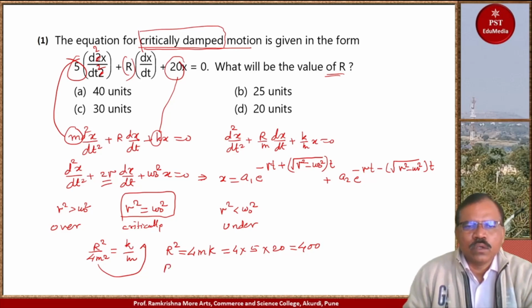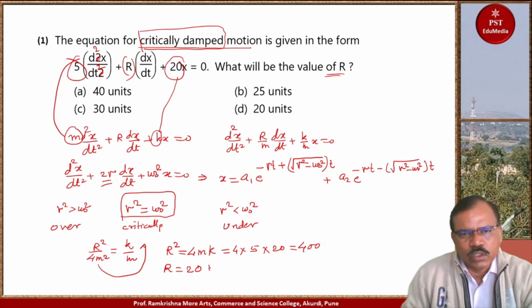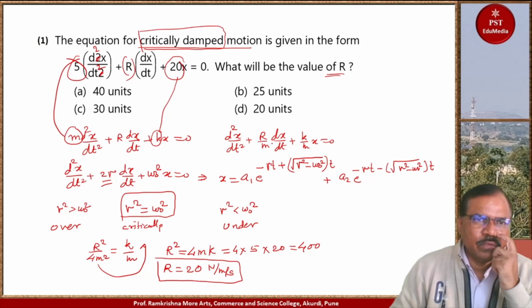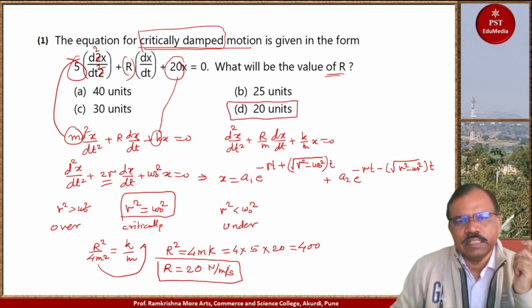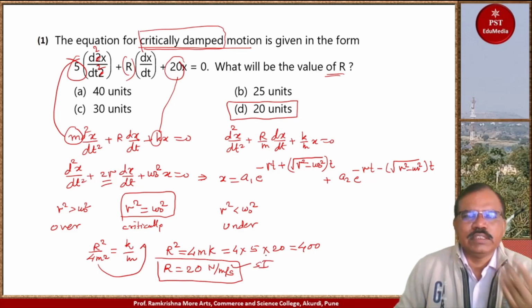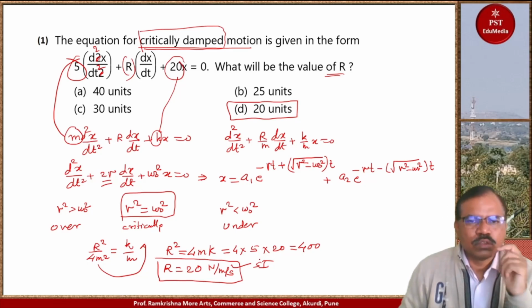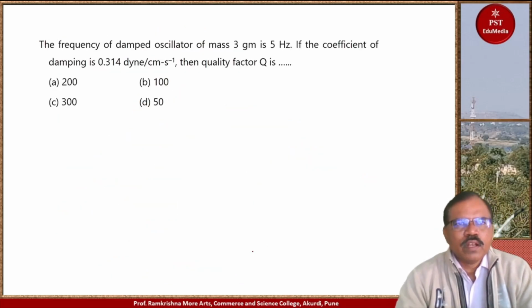So what is R? We get R is equal to the square root of that, 20, and we know its unit is Newton per meter per second. So you will get 20 in SI unit. If you have CGS unit, it is dyne per centimeter per second. So this is about critically damped motion. Now we'll go to the next one.